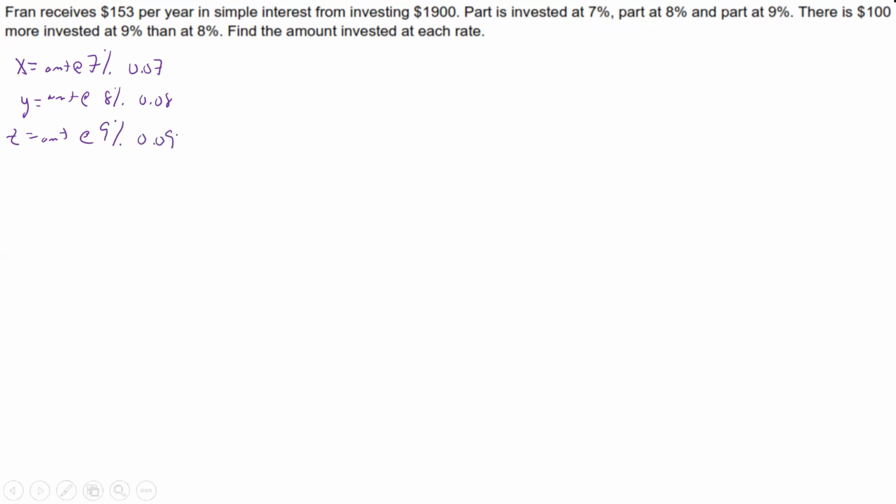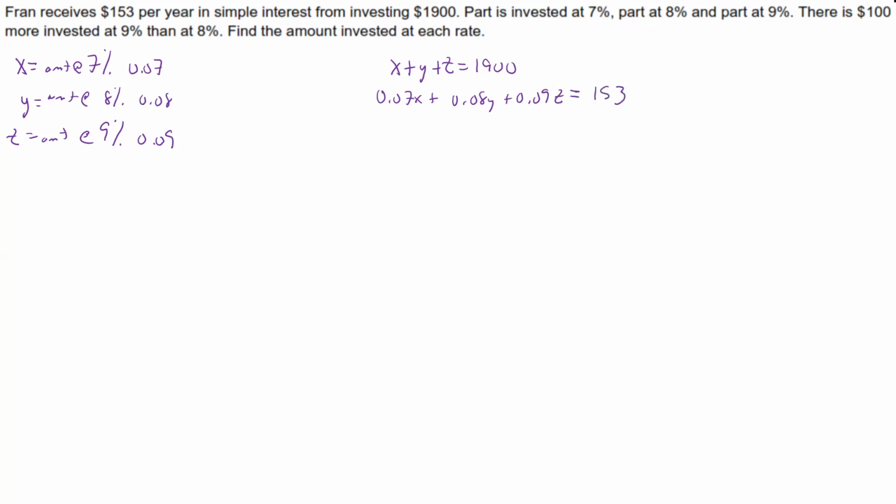Okay. Now we know that in total it invested $1,900. So that means x plus y plus z equals 1,900. And we know that if we multiply all those together, 0.07x plus 0.08y plus 0.09z, that's going to be equal to the total received, which is $153.